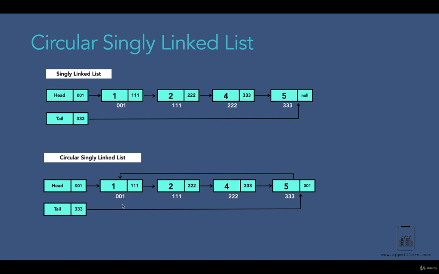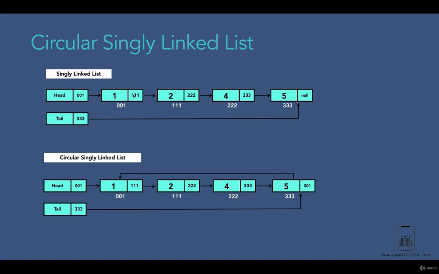So you can see from this picture that the physical location of the first node is 001. So the last node's next reference points to this node over here. So basically, by pointing the last node to the first node, it creates a circle. That's why it's called circular single linked list. So it's obvious that we can perform the operations that we have performed in a single linked list on circular single linked list as well. So in this section, we are going to perform them one by one.